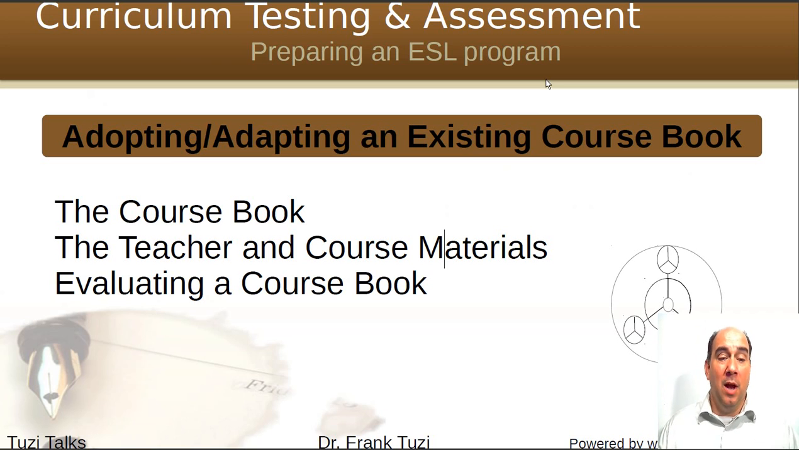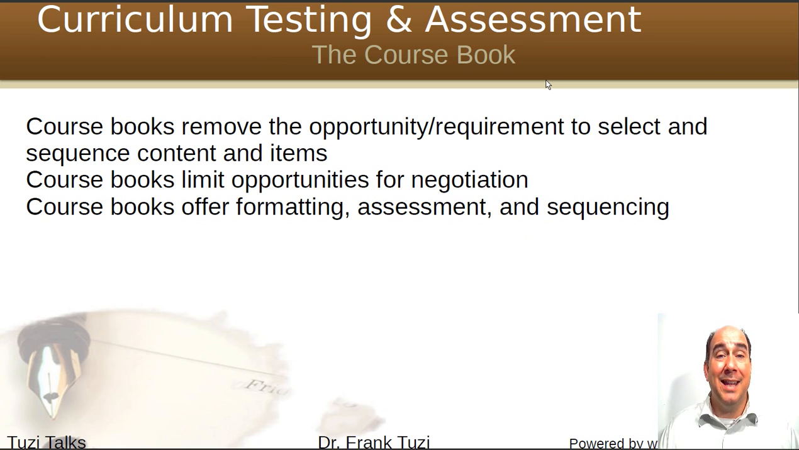Okay? So let's begin. We're just going to talk real quick about that course book. We'll talk about materials that you may want to use in supplementing it, and then how to evaluate a book. Course books, they remove opportunities and or requirements from the selection process, the sequencing process, in a course, okay? Because they're going to basically have a good deal of the scope and the sequence already laid out for you in the book. So the sequencing is done.